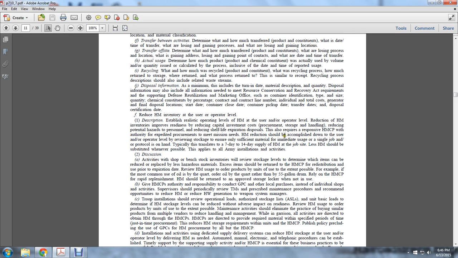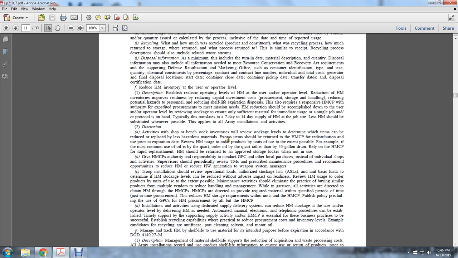The hazardous material reduction should be accomplished at the user or operator level, reviewing the stockage to ensure only sufficient material for the immediate usage of the single job is on hand. Typically this translates to 7 to 14 days supply of the hazardous material at the job site. Thus, hazardous material should be substituted whenever possible. This applies to all Army installations and activities.